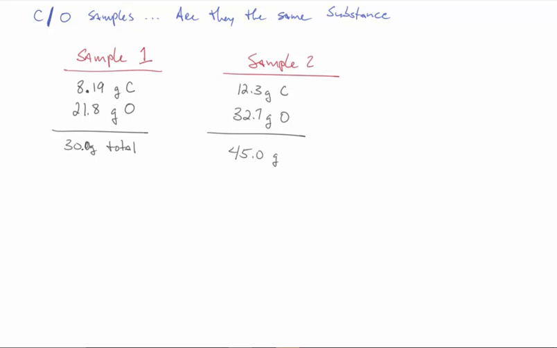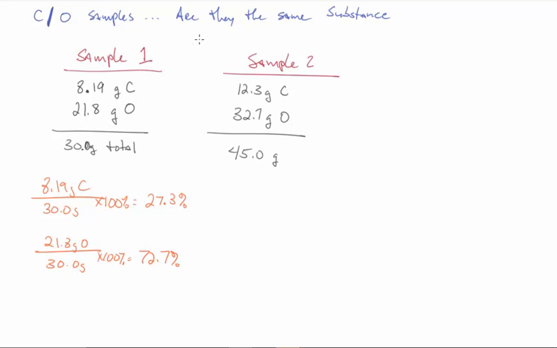Well, the first thing I'm going to do is check percent composition by mass. I've got 8.19 grams of carbon. Remember, the percent composition by mass was part over whole. So I'm going to look at 8.19 grams of carbon divided by 30.0 grams total times 100%. Again, it's just carbon over my total sample. If you do the math on this, you're going to see it's 27.3%. Now I'm going to do oxygen: 21.8 grams of oxygen divided by 30.0 grams total times 100%. That's going to give me 72.7%, if you actually do the math yourself.